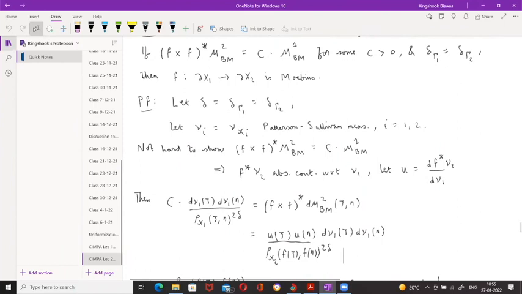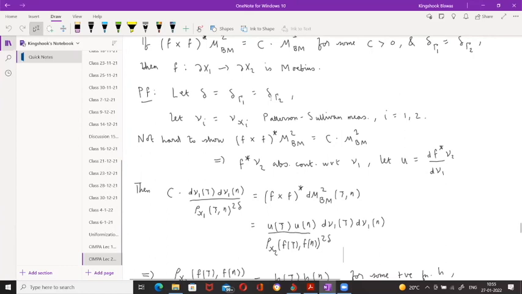So how do we show that? Well, let delta be the common value of the critical exponents and let nu_i be the Patterson-Sullivan measure for Xi. And it's not hard to show that if f cross f pulls back Bowen-Margulis measure to a multiple of Bowen-Margulis current, then f pulls back Patterson-Sullivan measure on the right-hand side to something which is absolutely continuous with respect to Patterson-Sullivan measure on the left-hand side. So now let u be the Radon-Nikodym derivative, d(f*nu_2) divided by d nu_1.